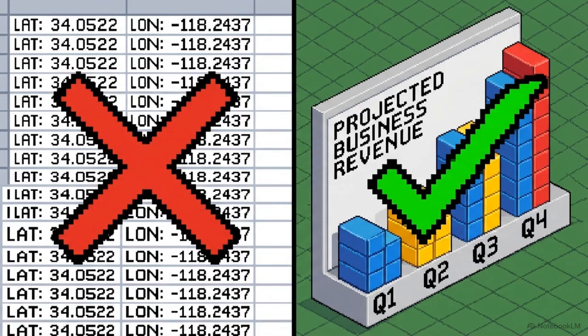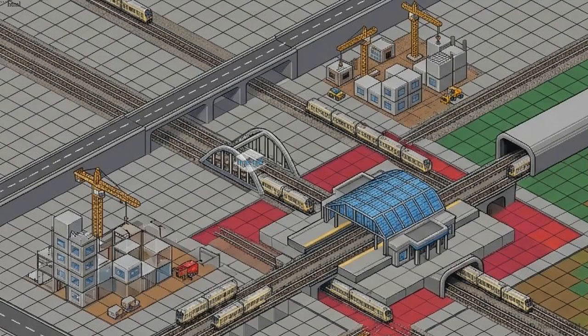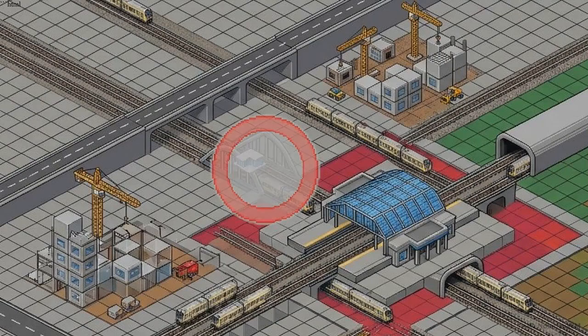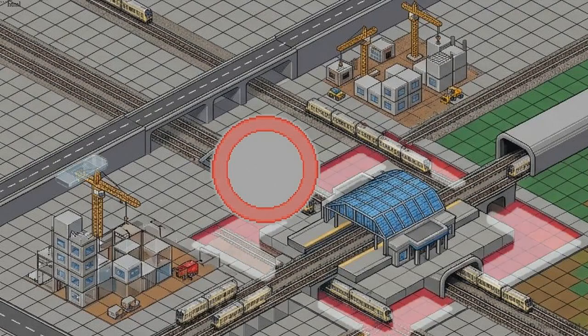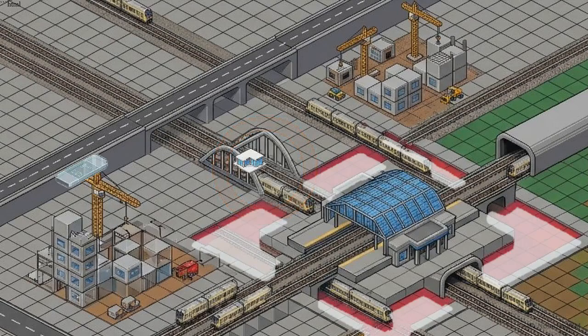The first rule of presenting spatial data to leadership is to lead with the business insight, not the technical methodology. Instead of telling the mayor about a 500-meter buffer, the team simply shows them the walking catchment. A walking catchment is the specific physical area from which a transit station can be easily reached on foot. That tells the mayor exactly who can access the new train station.